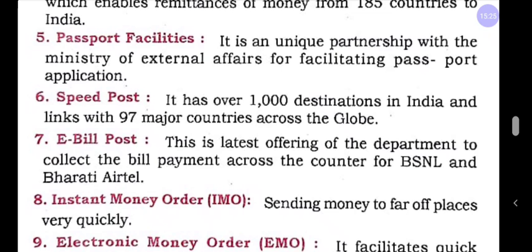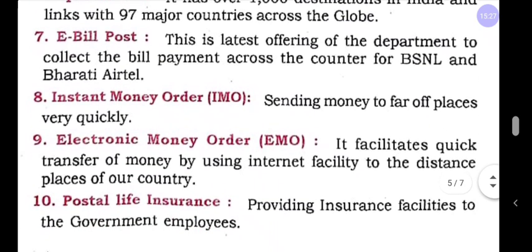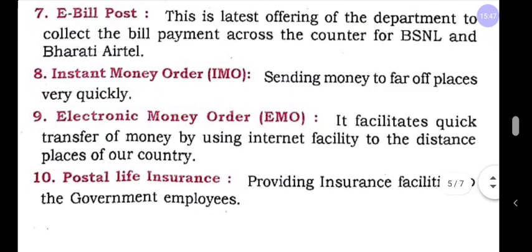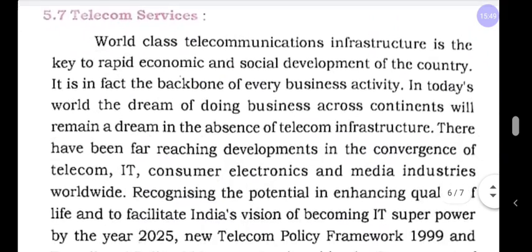And e-bill post and instant money order, electronic money order, postal life insurance. Even the postal services offer life insurance to the public, it is called allied facilities. These are the postal services. Next we have telecom services.